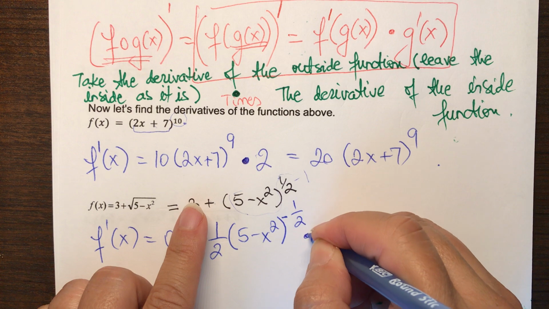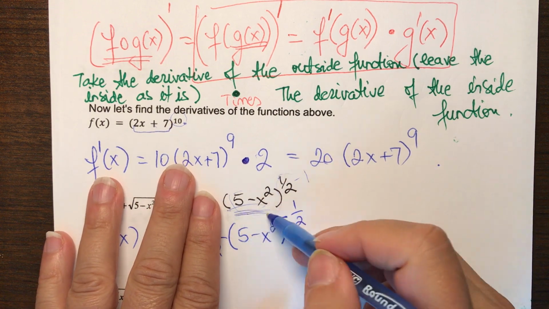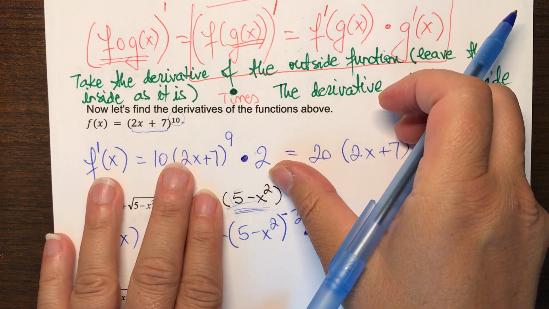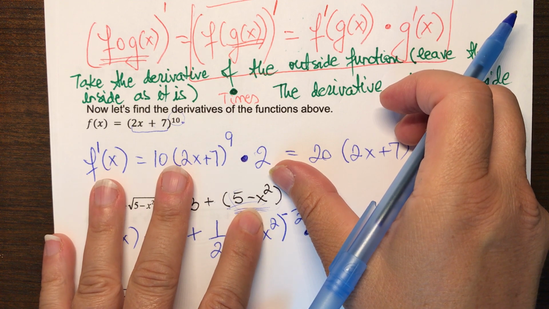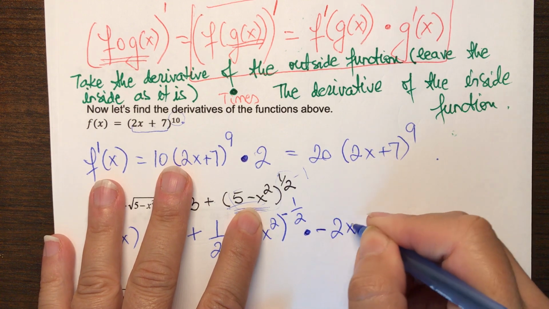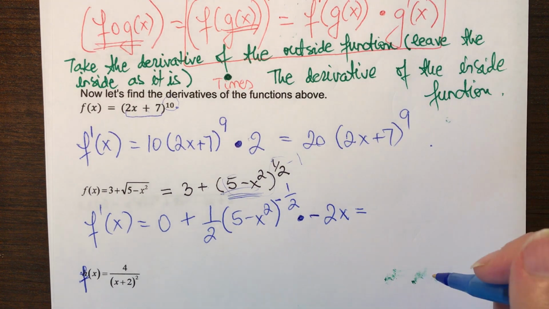I have to say times the derivative of the inside. What's the derivative of the inside part, right? So now I'm looking at 5 minus x squared. So the derivative of 5 is 0, and the derivative of negative x squared is a negative 2x to the power of 1. I have to fix this.